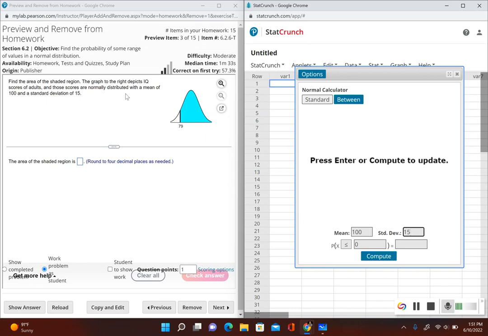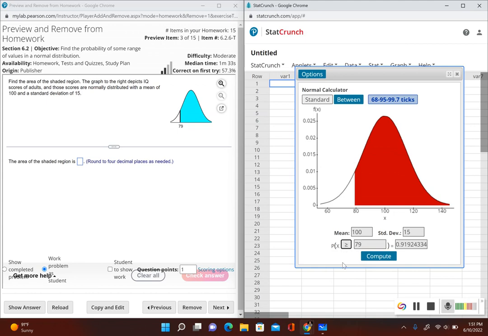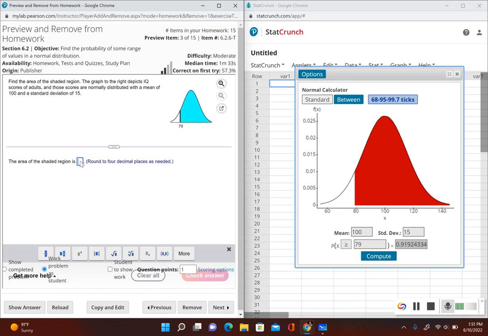So now it's telling me to find the area to the right of an IQ score of 79. So I'm going to go ahead and put 79 here. But now since I'm trying to figure out the area to the right, I'm going to go ahead and click greater than or equal to. And now this gets me the area right over here. So I have round to 4 decimal places. I have 0.9192.